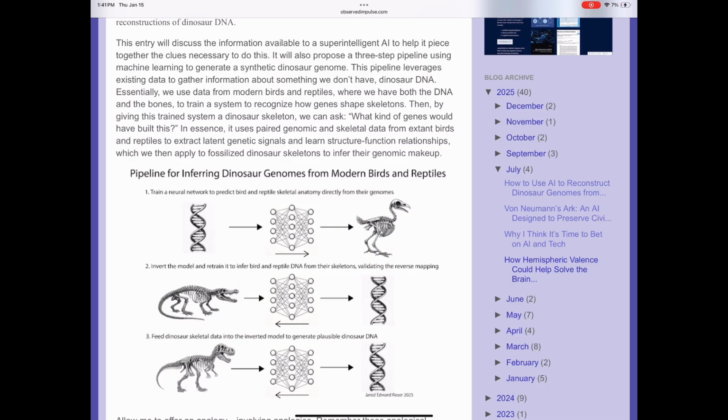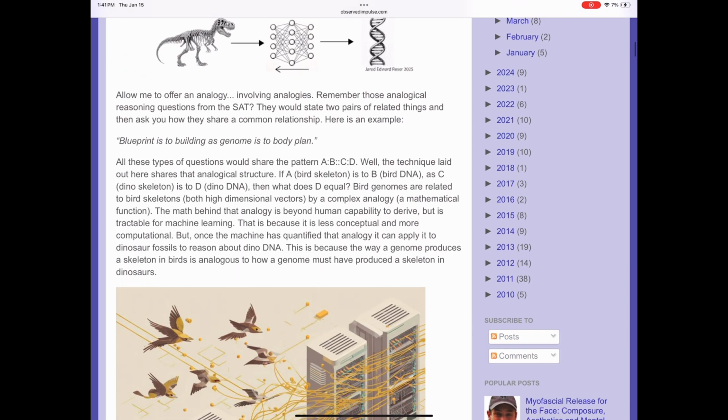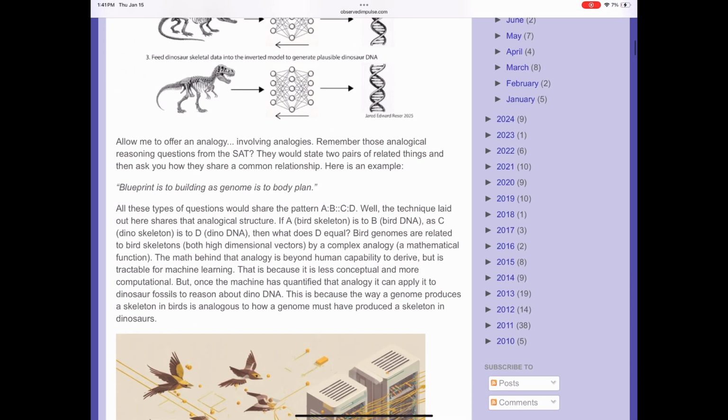So allow me to offer an analogy involving analogies. Remember those analogical reasoning questions from the SAT? They would state two pairs of related things and then ask you how they share a common relationship. Here's an example. Blueprint is to building as genome is to body plan. All these types of questions would share the pattern A is to B as C is to D. Well, the technique laid out here shares that analogical structure. If A, a bird skeleton, is to B, bird DNA, as C, dino skeleton, is to D, dino DNA, then what does D equal?